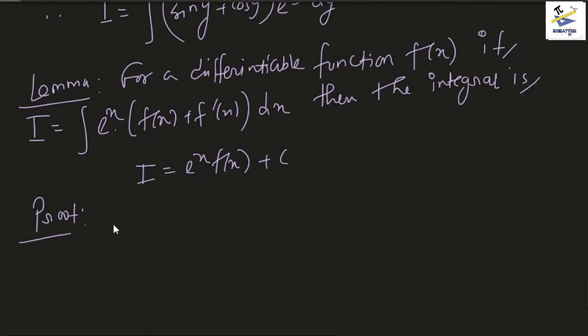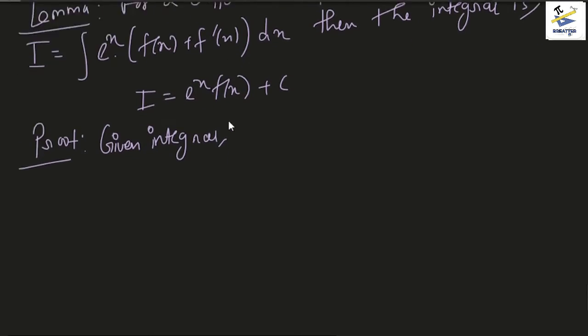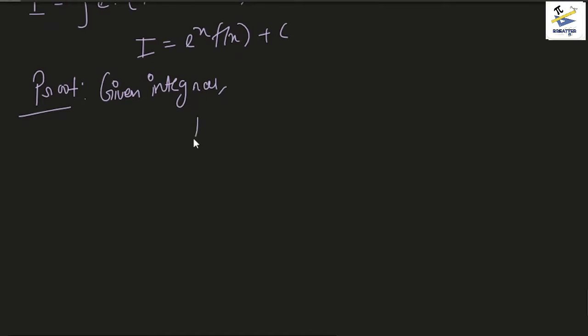We start with the given integral, and we shall see why this lemma is important in solving this particular problem. So the given integral is I equals the integral of e to the power x whole into (f of x plus f dash x) dx.